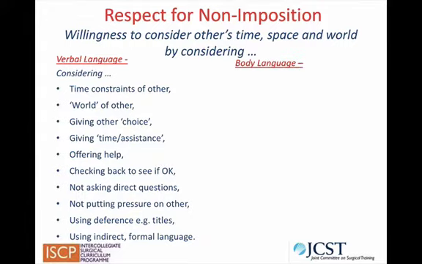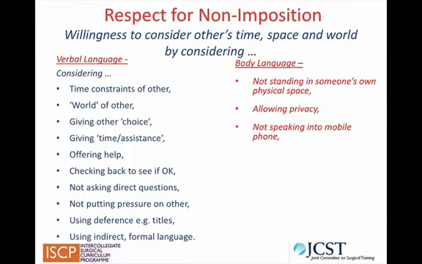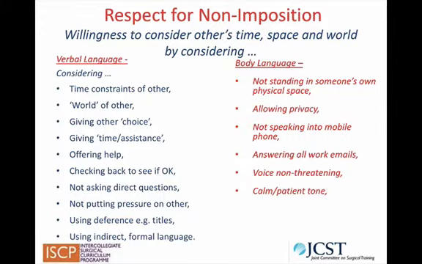And how can we show respect for non-imposition in our body language? Just some ways include not standing in someone's own physical space, allowing privacy, not speaking into a mobile phone during an interaction or looking at a computer screen, answering work emails, having a non-threatening voice and showing a calm and patient tone in your voice, having a facial expression which shows interest in the other, being punctual for appointments with others. These are just some of the ways, and you may know others.